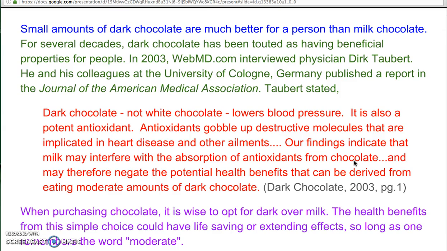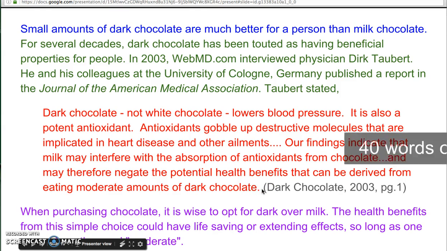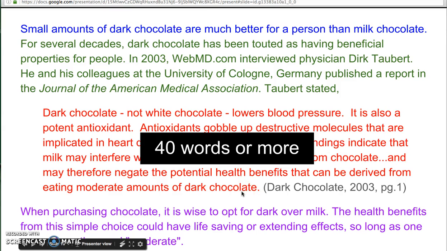When purchasing chocolate, it is wise to opt for dark over milk. The health benefits from this simple choice could have life-saving or extending effects, so long as one remembers the word moderate. So now you may be asking, why is the evidence formatted in this separate-looking paragraph? Well, when a piece of quoted evidence is more than 40 words, you must indent the entire quote, and then you put the in-text citation directly after the period. Notice there are no quotation marks. So remember, you're going to do that when the quote is 40 words or more.